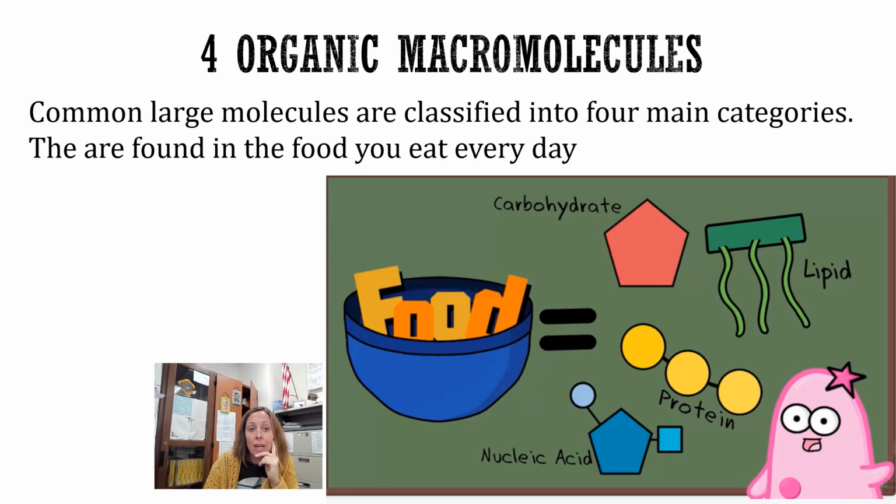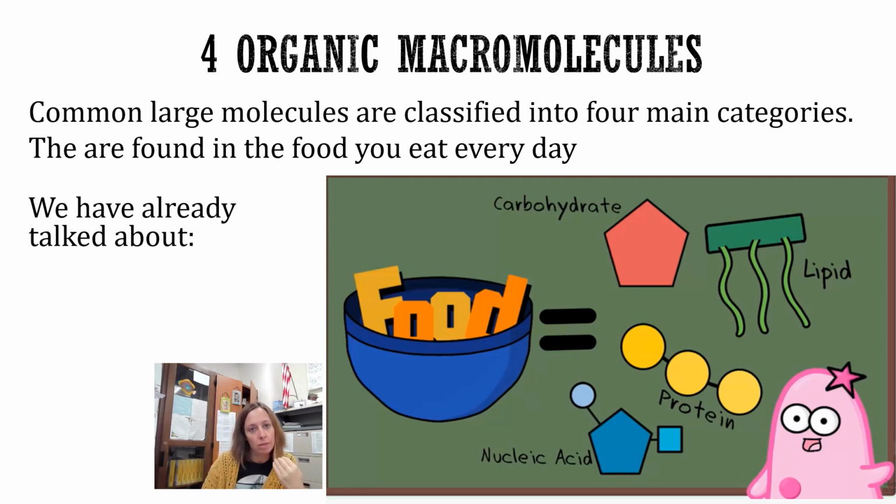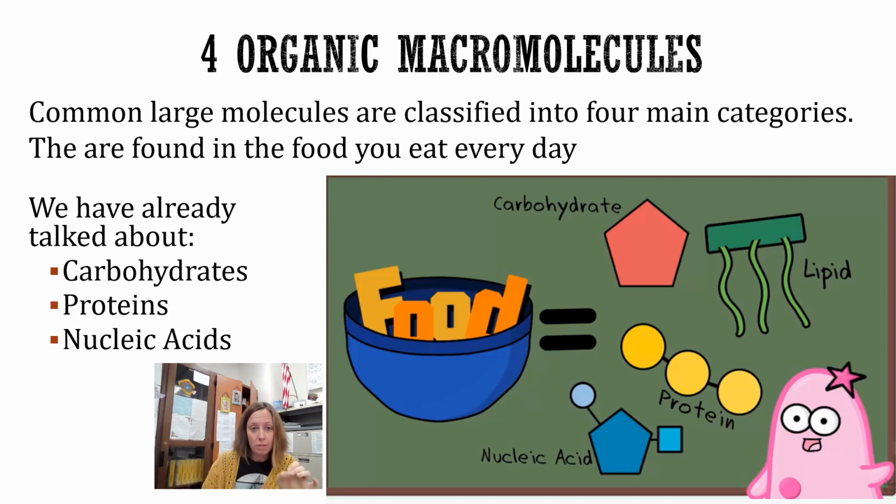Our organic macromolecules are the common large molecules that we're going to use in our bodies to survive, and you can classify them into 4 general categories. They're found in the things we eat every day. That's how we get them in, through food. We have carbohydrates, proteins, and nucleic acids. We've already done those in the past weeks. The only new one this week is going to be lipids.